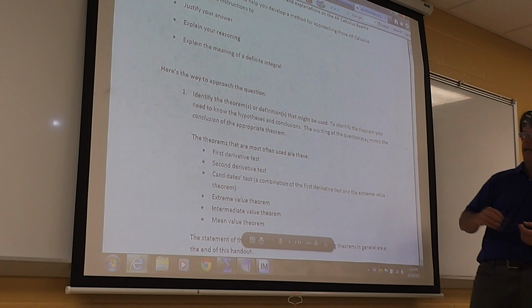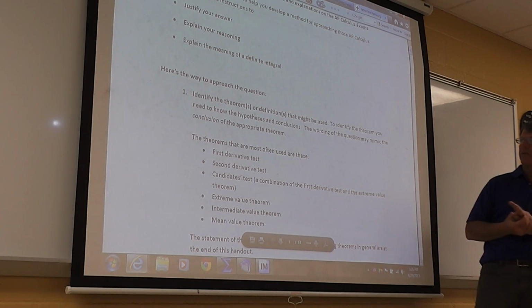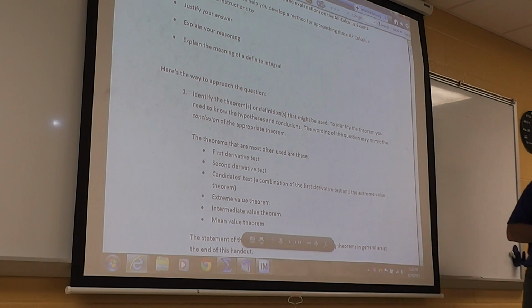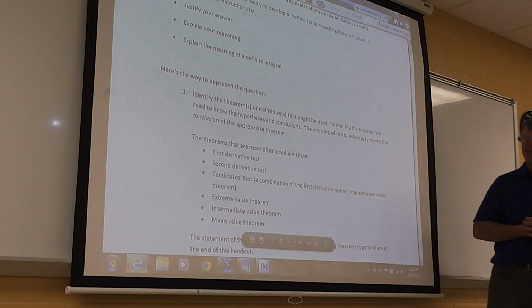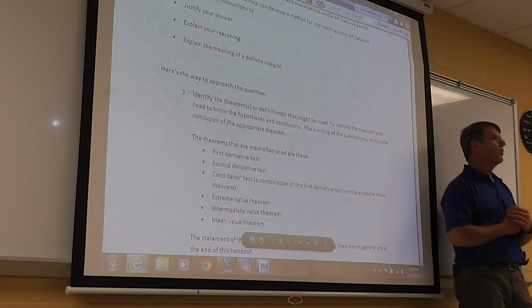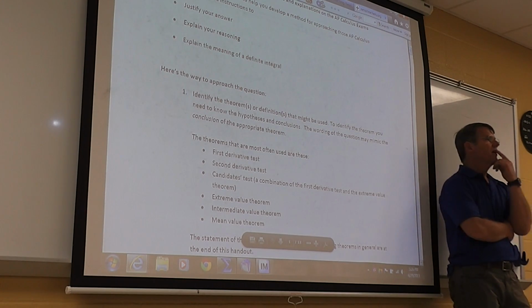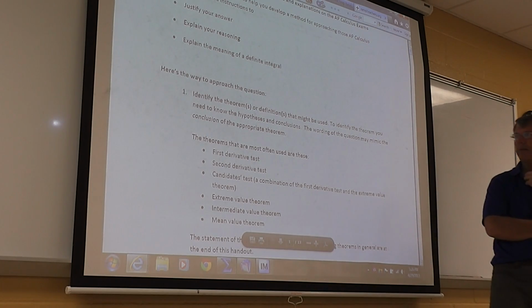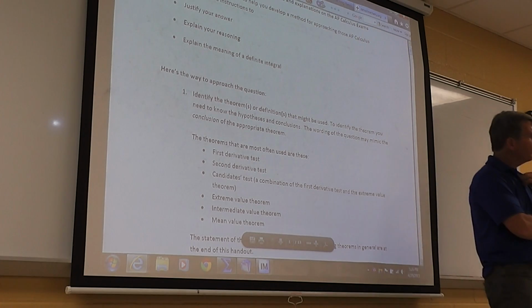The author of this document gives us the way to approach the question: identify the theorems or definitions that might be used. To identify the theorem, you need to know the hypothesis and conclusions. The wording of the question may mimic the conclusion of the appropriate theorem. So, let's think in that sense, the wording of the question may mimic the conclusion of the appropriate theorem.